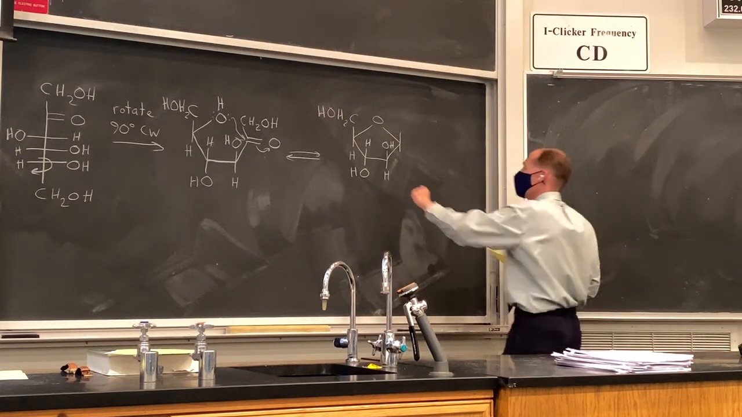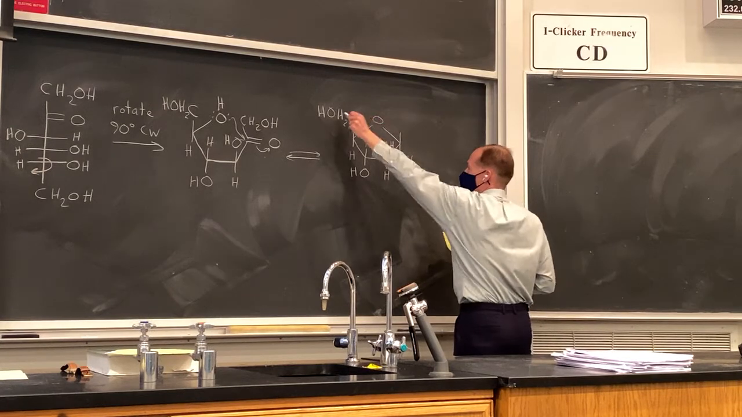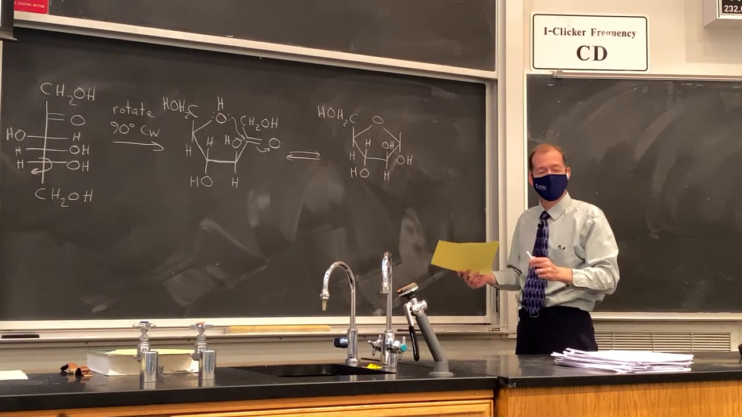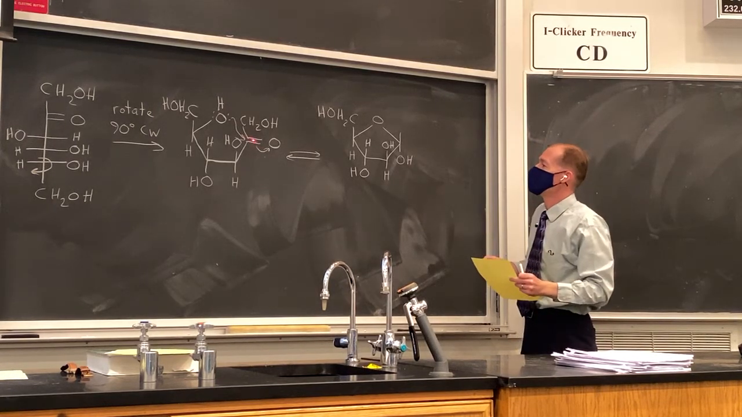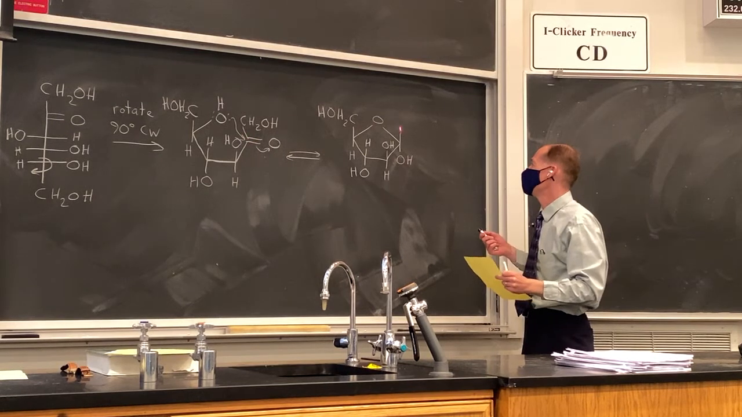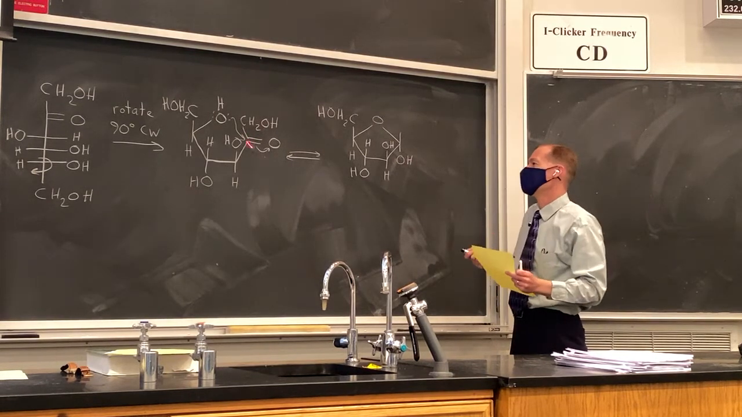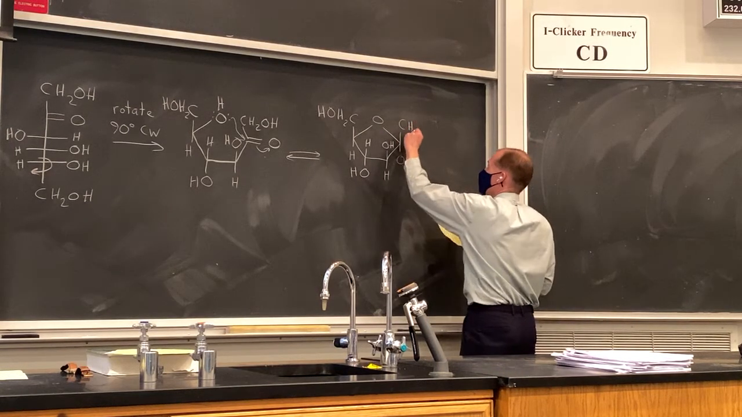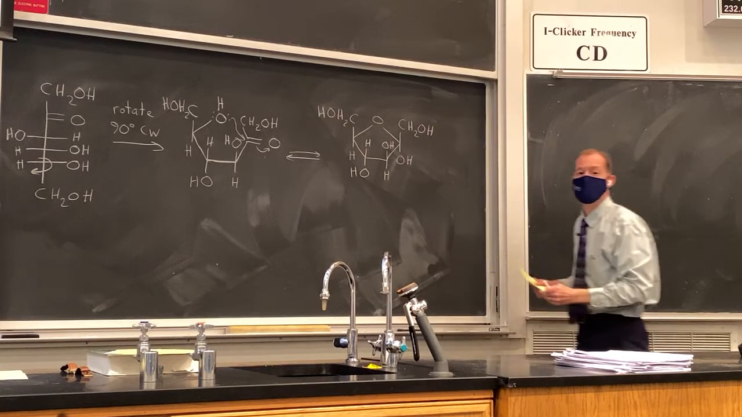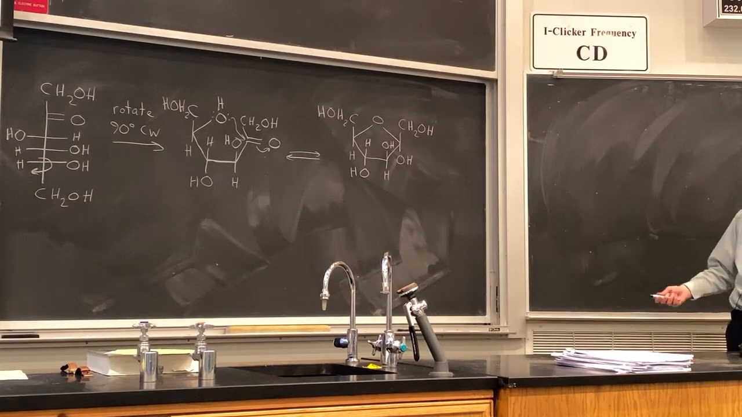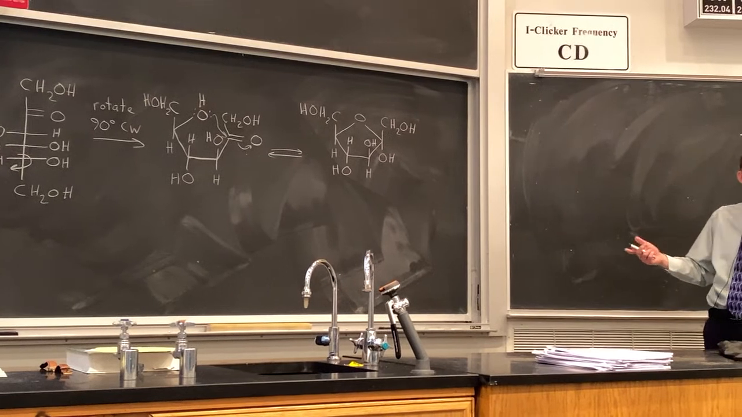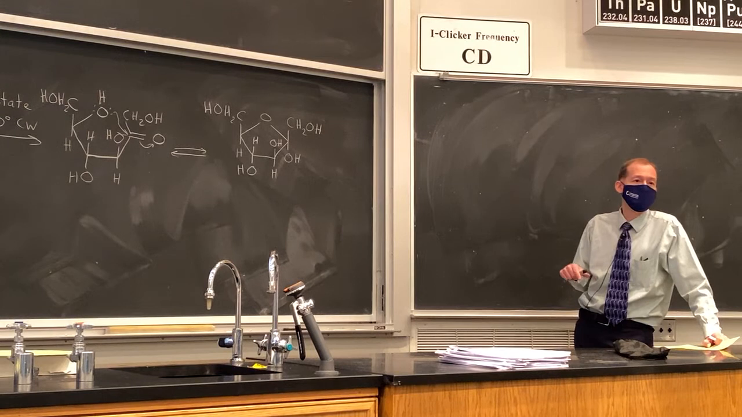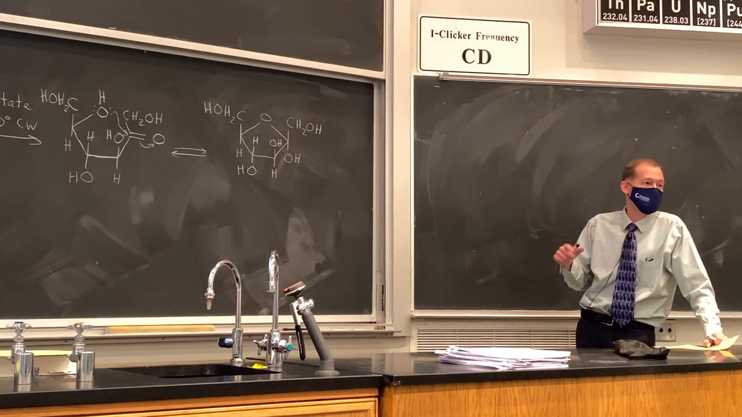If we're drawing alpha, that OH is going to be trans to the primary alcohol. But here's the difference between a ketose and an aldose. An aldose has a hydrogen on the aldehyde, and that hydrogen ends up in the anomeric carbon. A ketose has no hydrogen on the ketone, and so the anomeric carbon has no hydrogen attached. Okay? This is our anomeric carbon. It bears the OH, and it bears the primary alcohol. Okay? So the anomeric carbon of a ketose looks different than the anomeric carbon of an aldose.